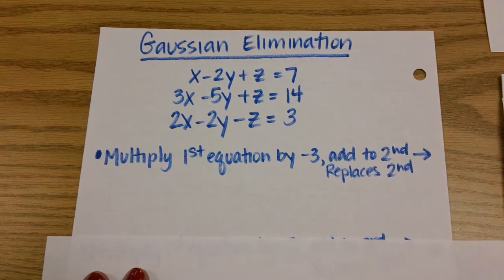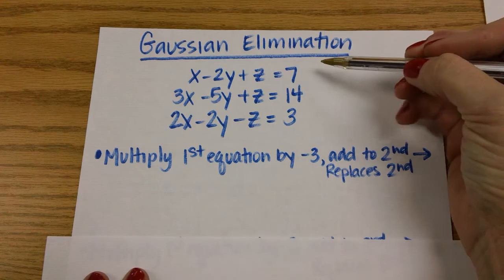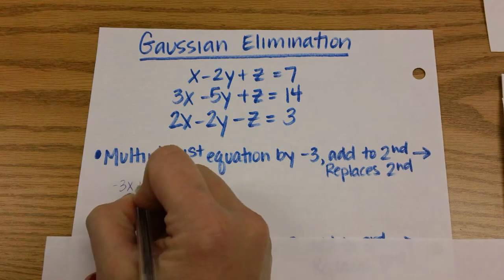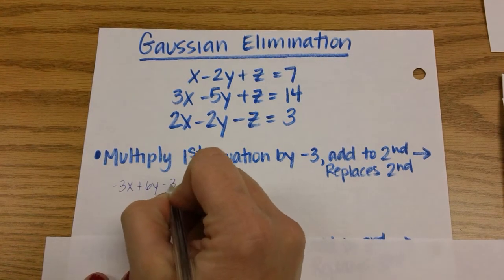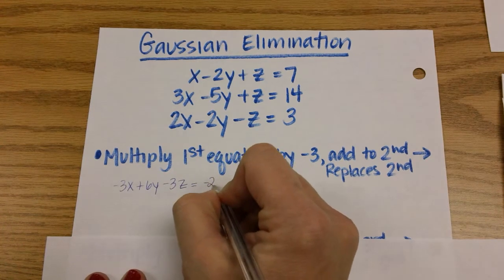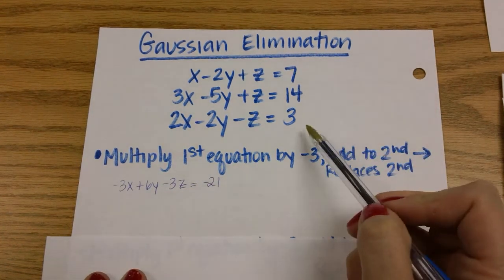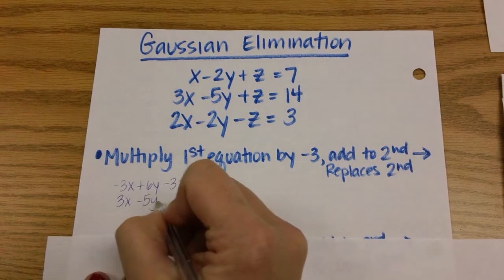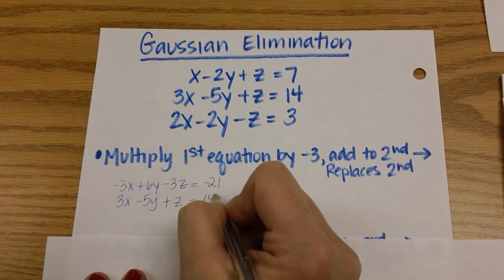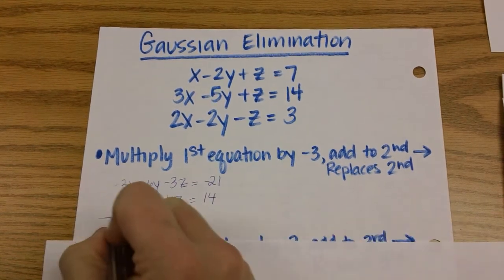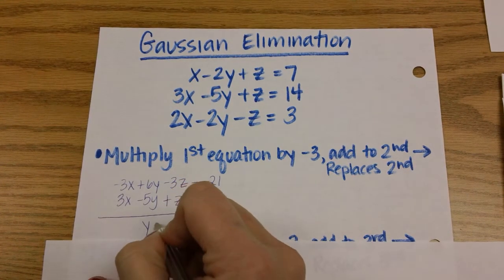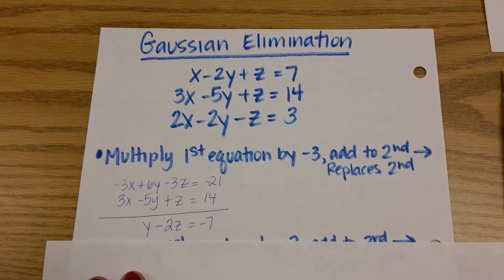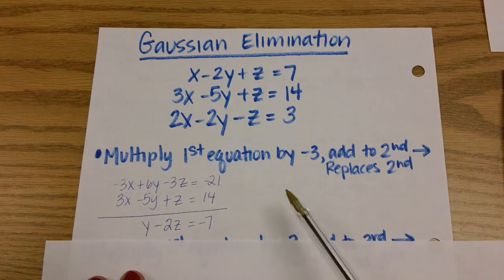Okay, so I'm just going to write down my first and my second equations here, where my first equation is multiplied by -3. So I have -3x plus 6y minus 3z equals -21. And then I'm just going to write my second equation down below, which is 3x minus 5y plus z equals 14. Okay, we add these two together straight down and we get y minus 2z equals -7.